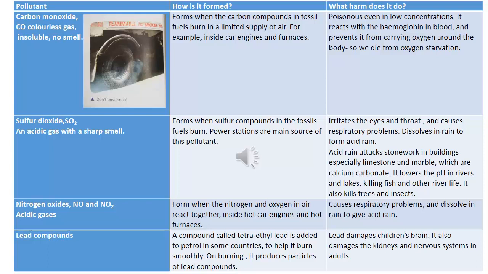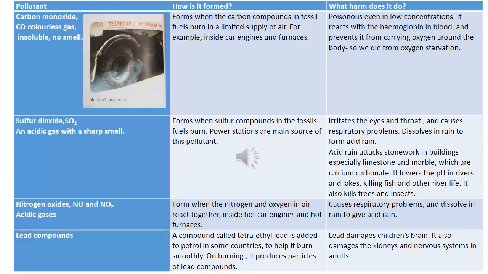And what is the side effect? It is a very poisonous gas as it reacts with the hemoglobin in blood. Hemoglobin is the one which takes the oxygen throughout the body. And what effect does carbon monoxide have? It prevents it from carrying oxygen around the body. So we die from oxygen starvation. Starvation means what? Insufficient oxygen.